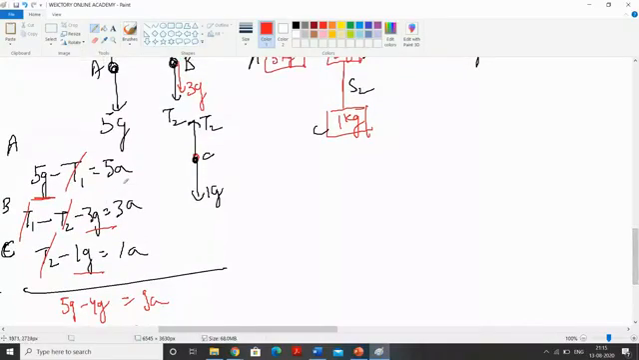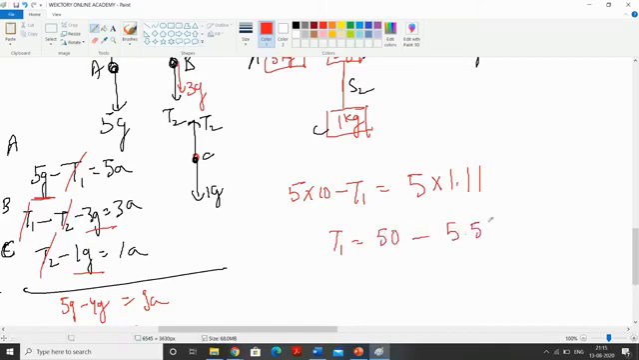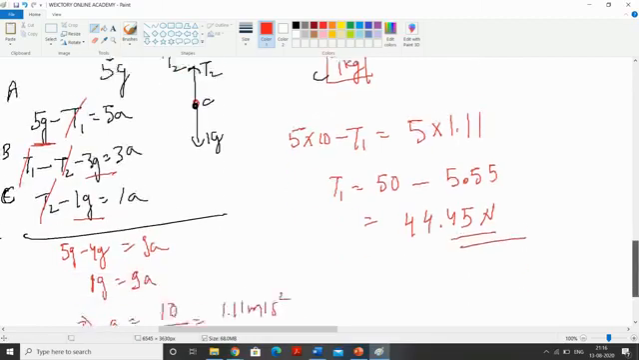If you want to find out T1, substitute over here in the first equation. So 5g means 5 into 10 minus T1 is equal to 5 into 1.11. So T1 is equal to 50 minus 5.55. So that will give you 44.45 Newton. That's the value of T1.